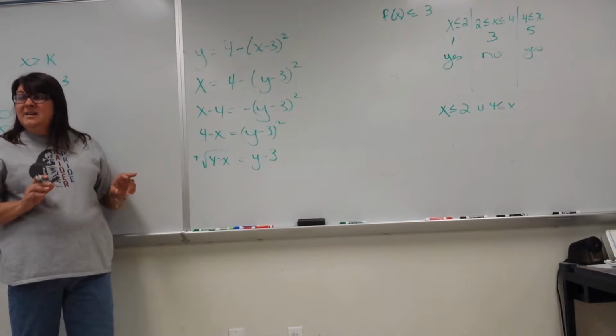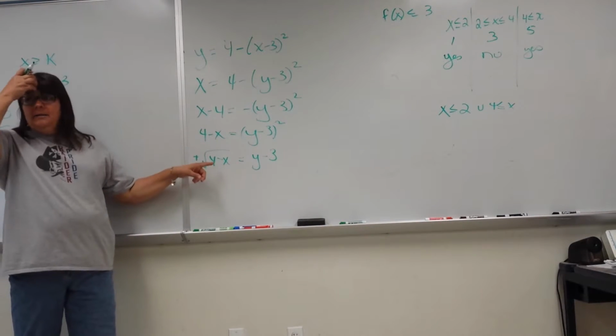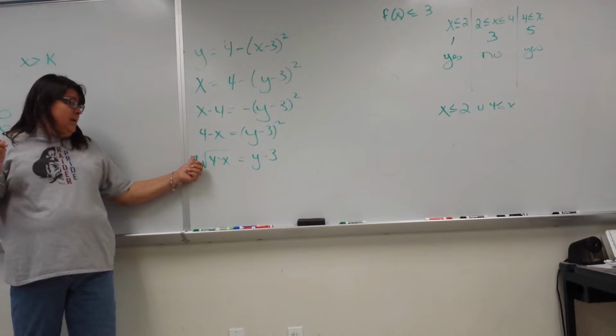Now, could you bring the 4 out and just have like the square root of negative x? No. You've got to leave the x in the square root. That 4 cannot come out because it's attached to negative x. Okay. That would be a big no-no.